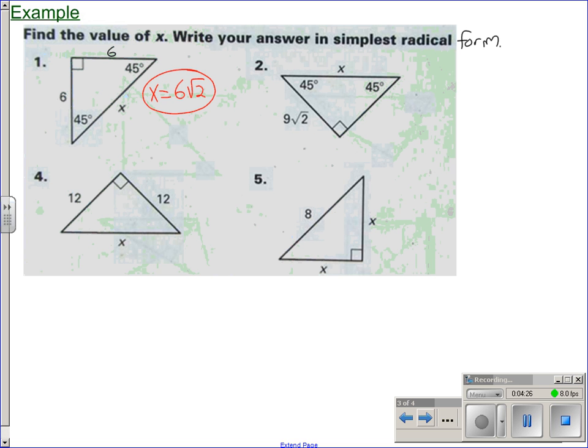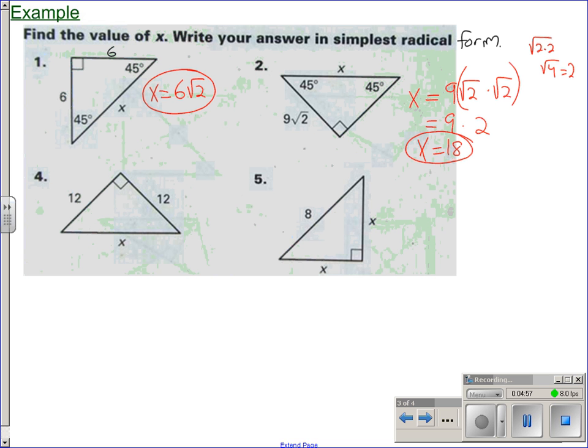In example number 2, x is the hypotenuse. So to get the hypotenuse, you take the length of one of the legs and multiply it by the square root of 2. Now, the square root of 2 times the square root of 2 is just 2. You could do this in a couple of different ways, but it could become the square root of 2 times 2, which is the square root of 4, which is 2. So that makes x equal to 18.